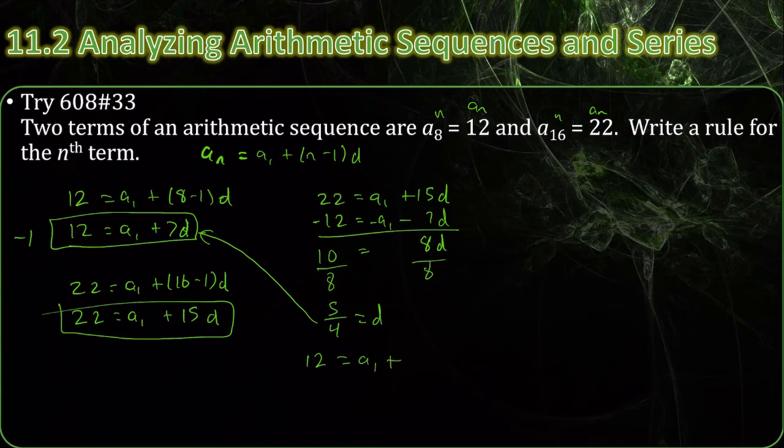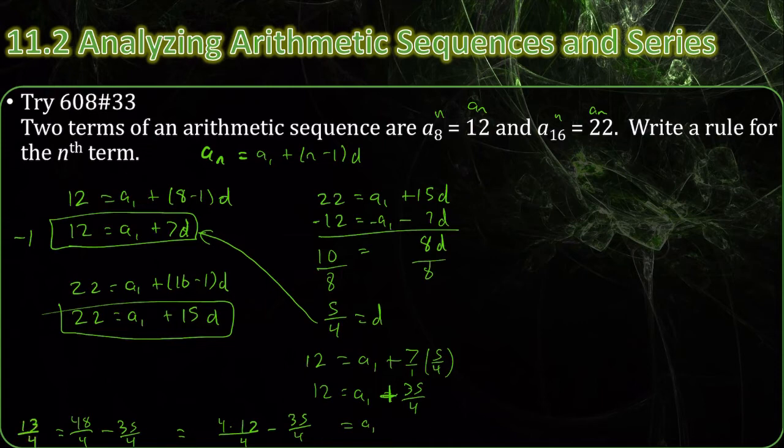12 equals a1 plus 7 times d, which is 5 over 4. Multiply those, you have 7 times 5 over 4. Then subtract. Remember, you'll need a common denominator. In this case, it'll be 4. So you'll have 48 over 4 minus 35 over 4, which gets you a1 is 13 over 4. So now I know a1, and we know d.